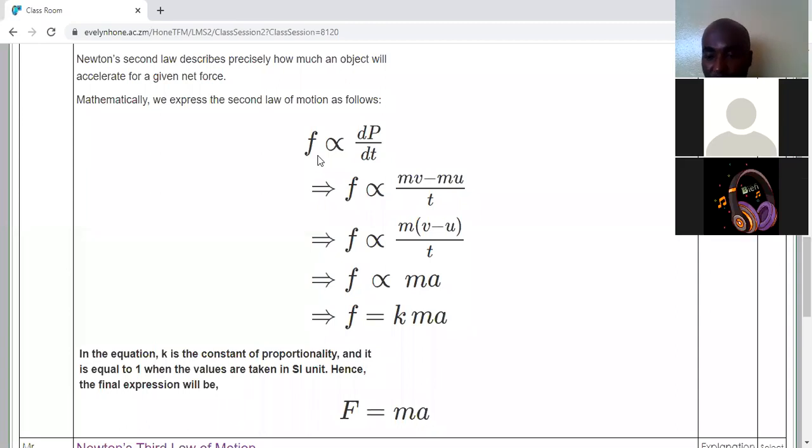Yes, sir. What is the difference between net force and applied force? The difference between net force and applied force. Okay, that's what I want to answer now. So the net force is the summation of all the forces that are acting. The applied force is the force which you are applying on a body.